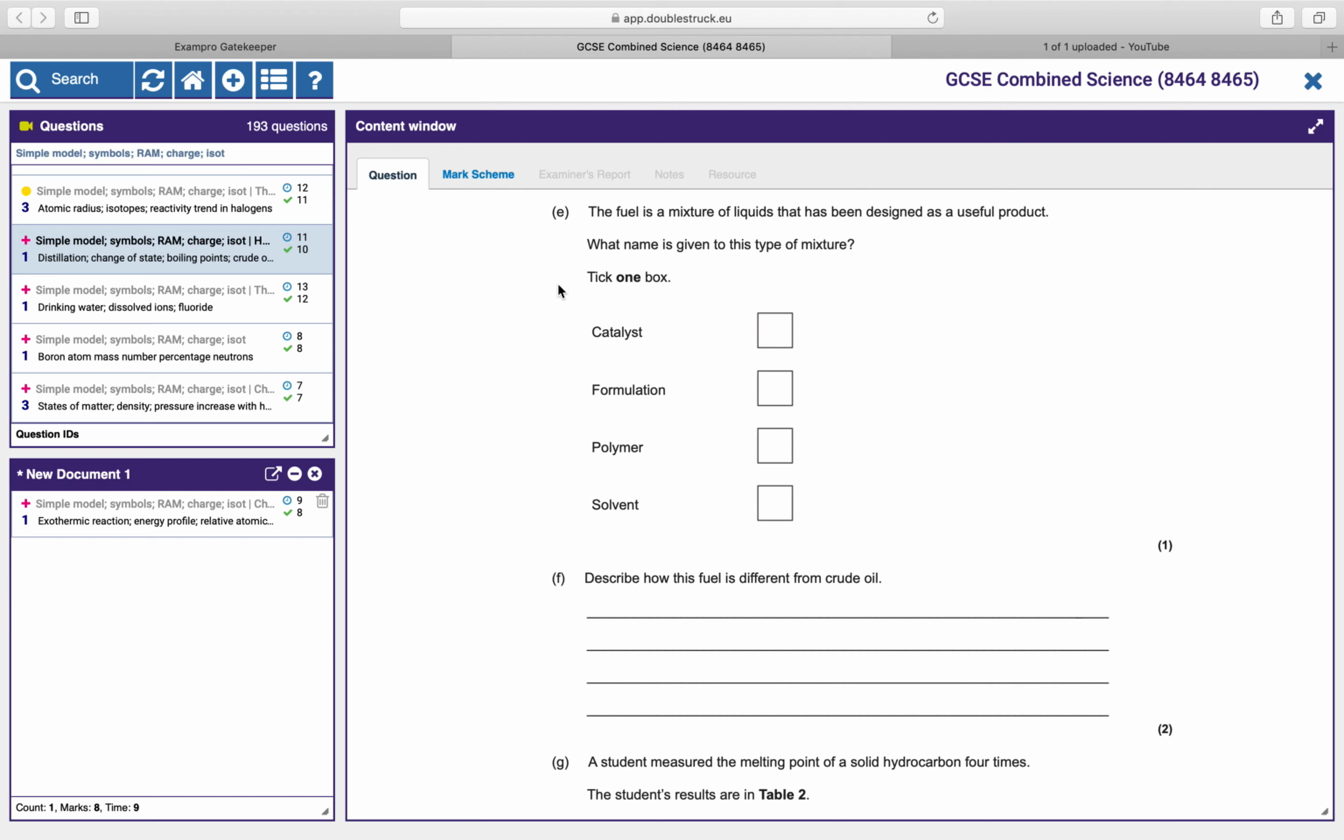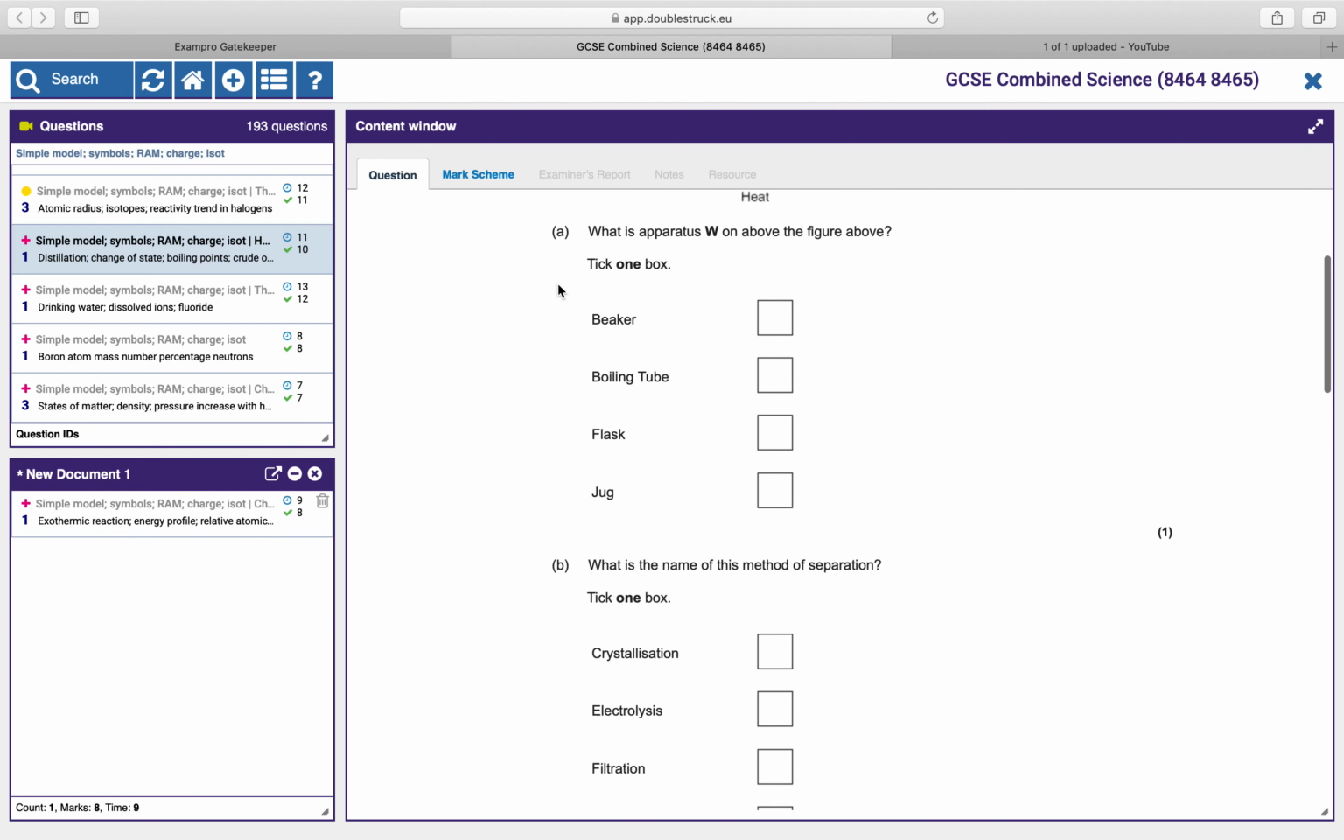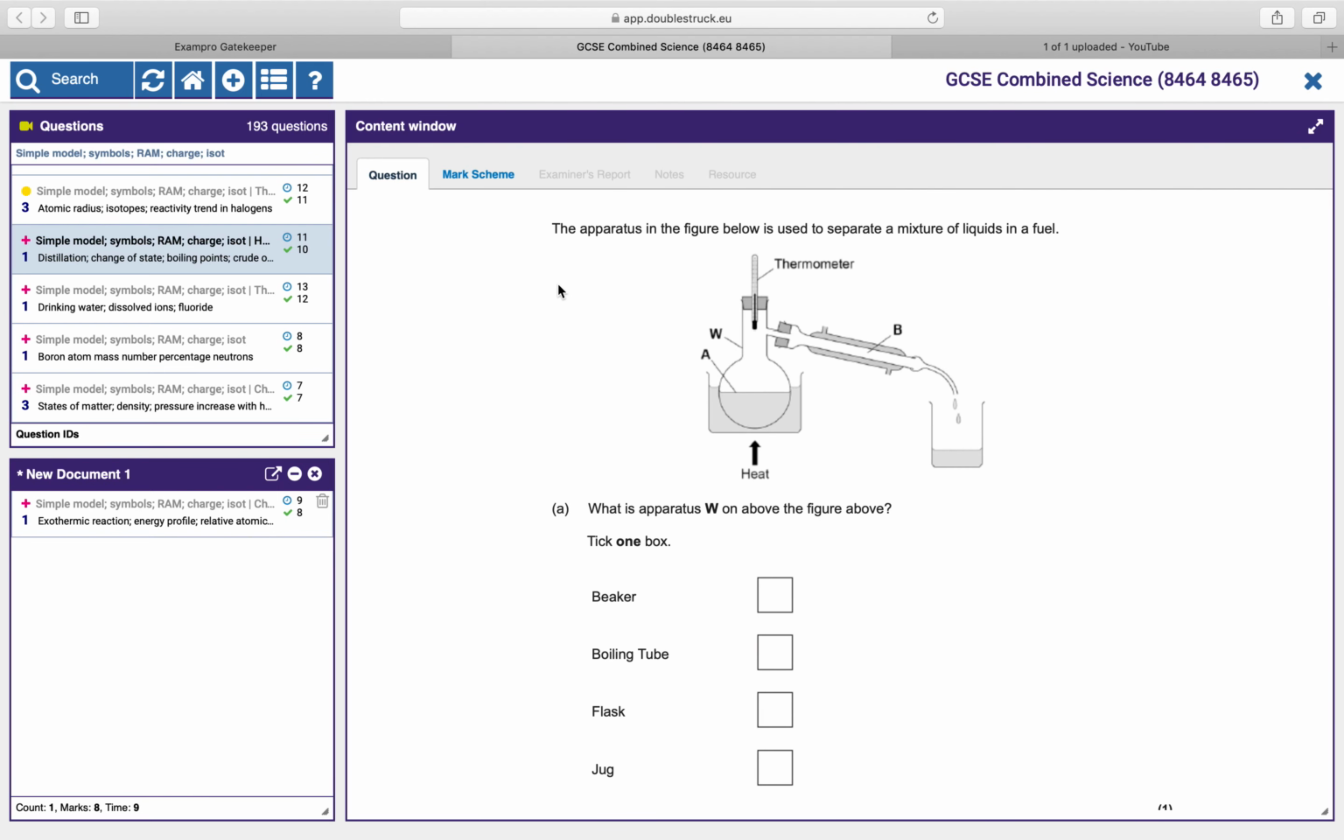Okay, so what's this question about? This is to do with mixtures and particularly of liquids in a fuel. Okay, so what is the apparatus W on the figure above?